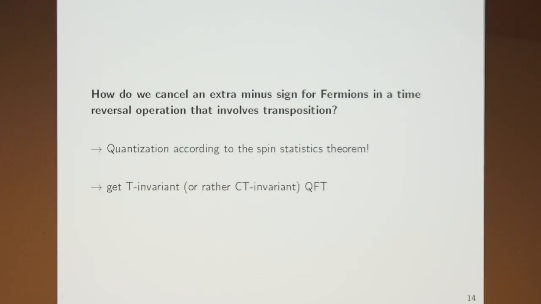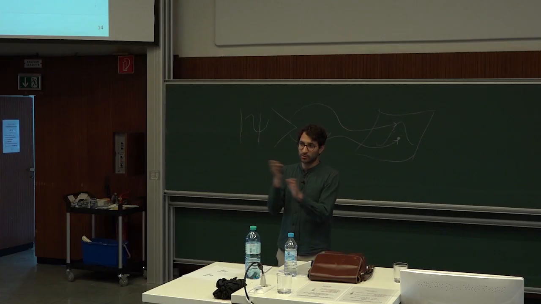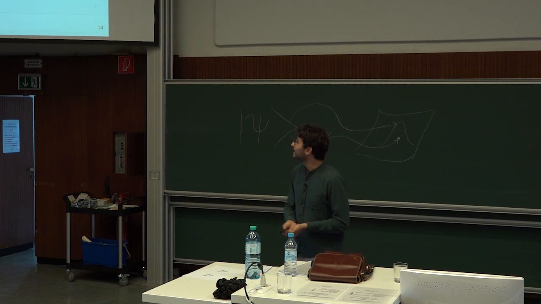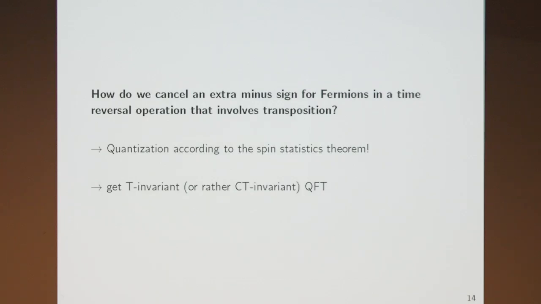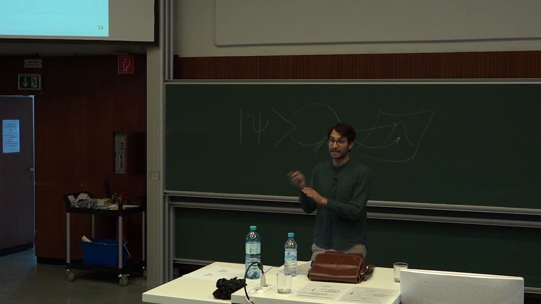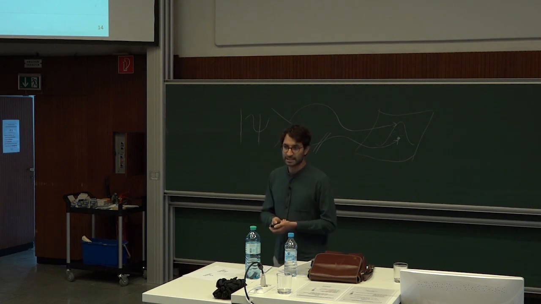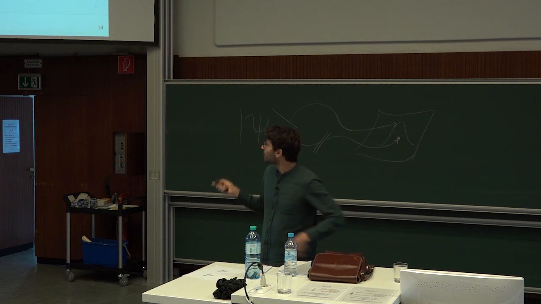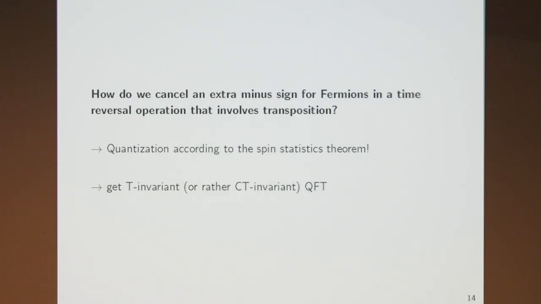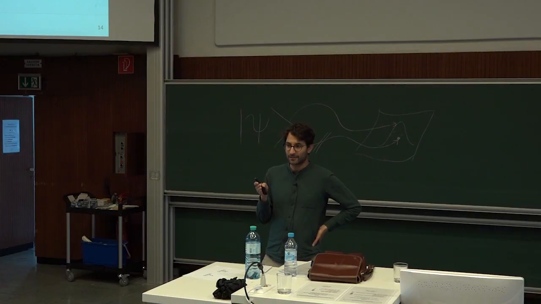And now we get back to a similar question as we had before. How do we cancel an extra minus sign for fermions in a time reversal operation that involves transposition, that involves reversing or permuting the order of operators? And that is by using the spin-statistics theorem, so that when we permute fermions, they pick up a minus sign to cancel the minus sign from time reversal. And when we permute bosons, it's okay, we still get the same thing. And so in this way, Schwinger is able to get a time reversal invariant QFT, which has charge conjugation simply as a formal consequence of time reversal.